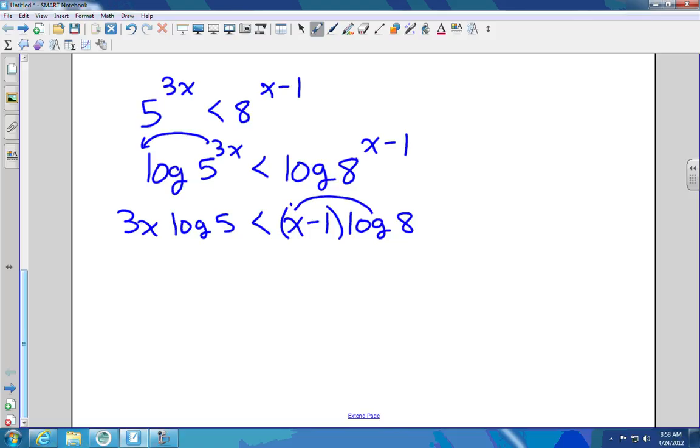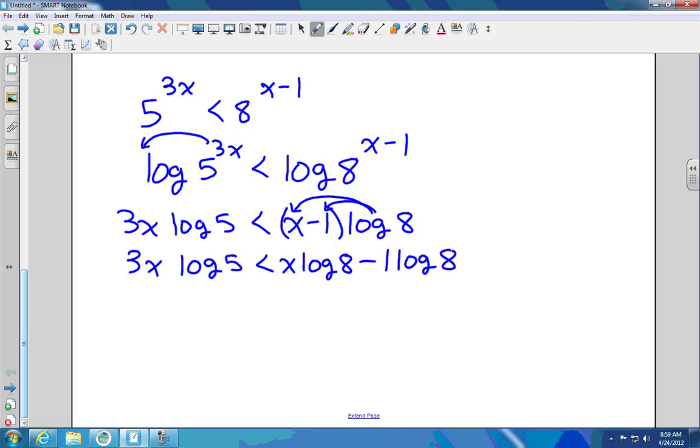So you're going to distribute the log 8 into that, just like if it was a 3 or a 4 or any other number out there that you're multiplying. So the left side stays the same, 3x log 5 is less than, if you multiply x and log 8, you get x log 8 minus 1 log 8, and you can put the 1 if you want to, it doesn't matter if you do or not. So again, we're distributing log 8.